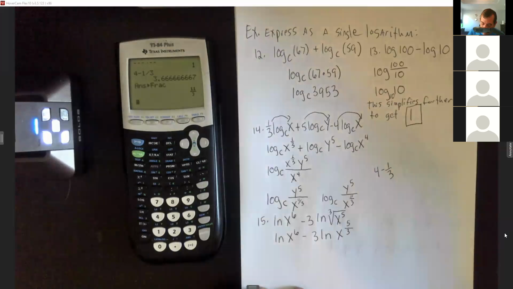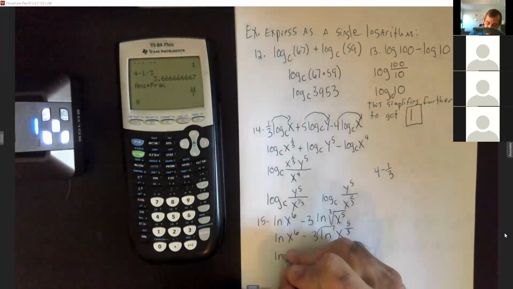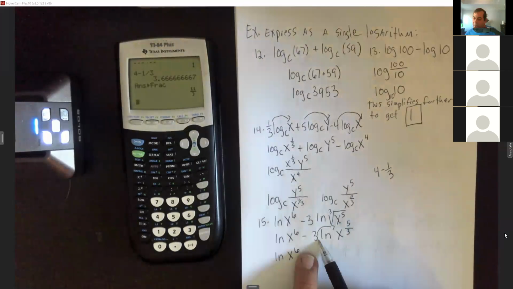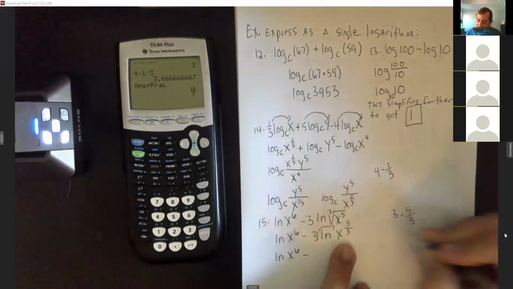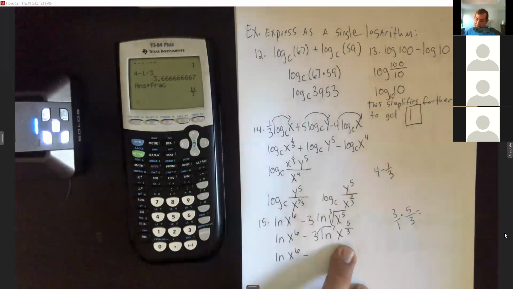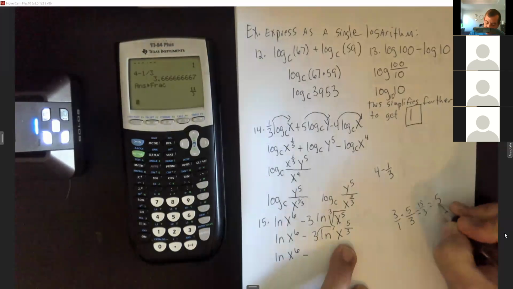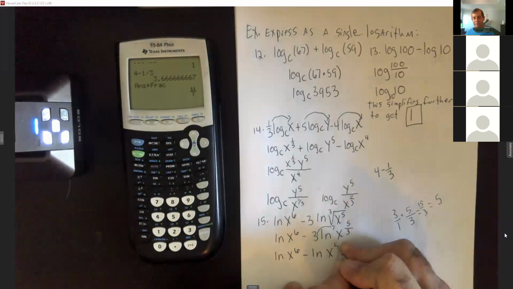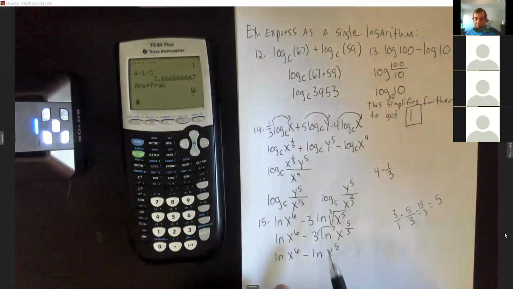So now what I would do is move this 3 up. So I've got ln x to the 6th minus, now since we're pulling that 3 up, it's going to multiply by the 5/3 that's already there. So let's see what that'll give me. That'll give me 15/3, which equals 5. So this is now going to be ln x to the 5th. So notice, we really haven't rewritten it yet. We've just taken care of that exponent at the moment.